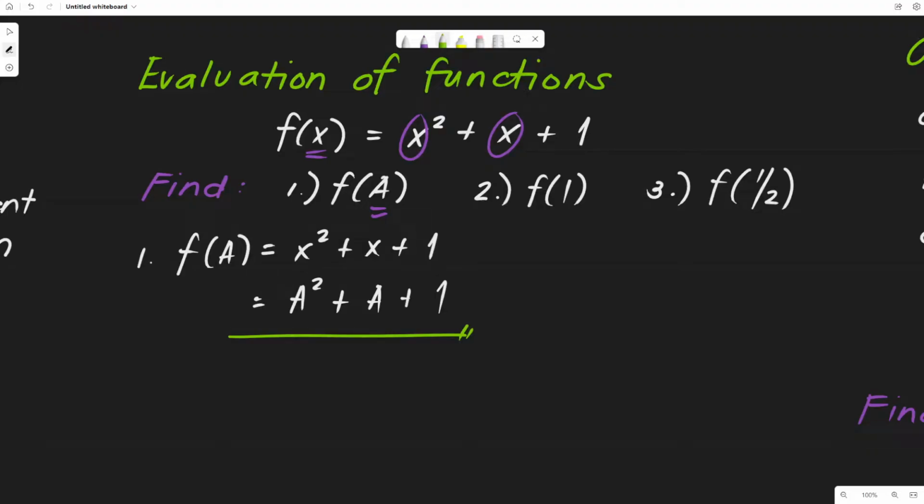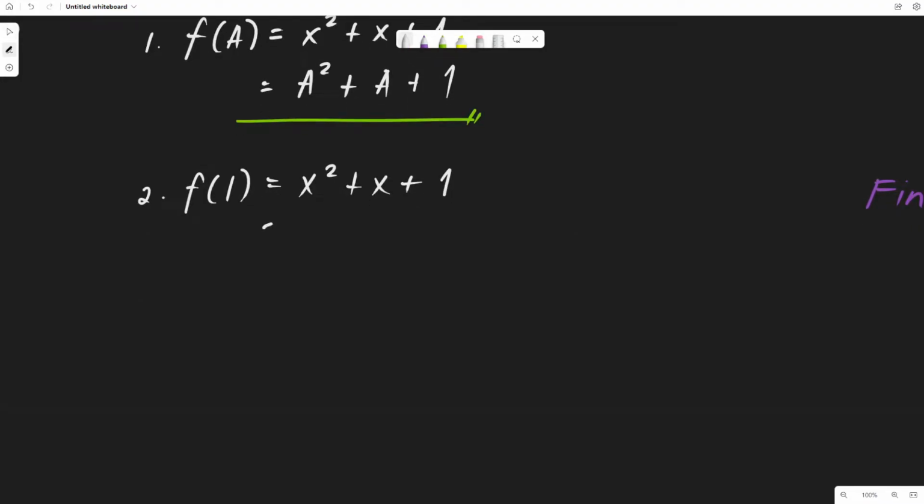Next, we have f of 1. Again, write the function, then substitute 1 for all x. So we have 1 squared plus 1 plus 1. Obviously 1 squared is still 1, so we have three 1s: 1 plus 1 plus 1 is equal to 3. That's how we evaluate functions.